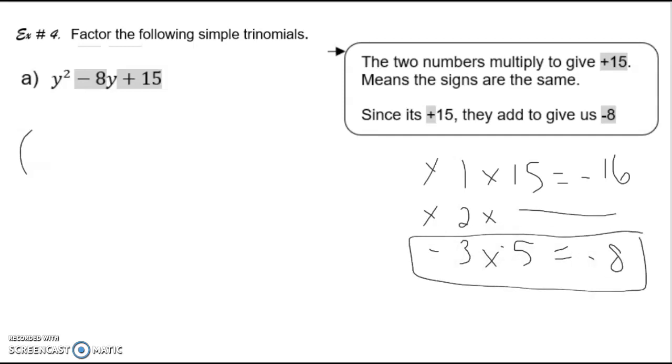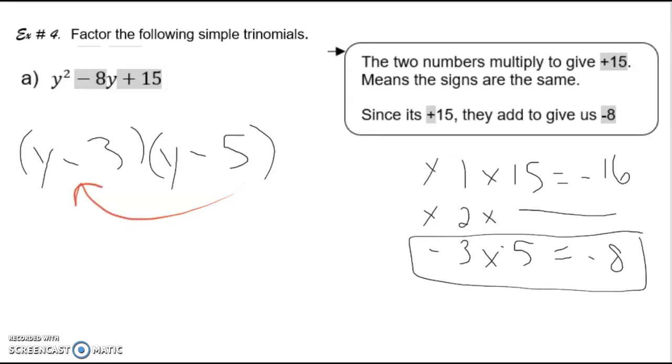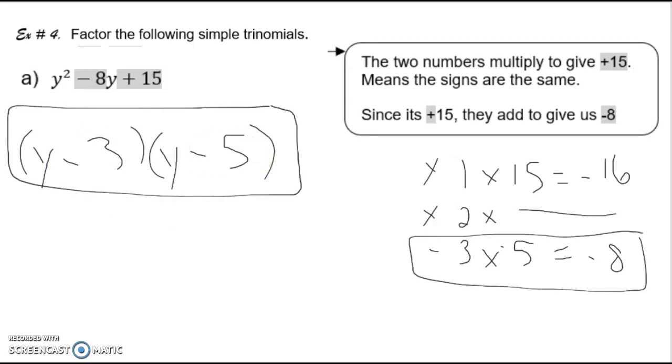So now we open up our double bracket, and we have y in both of them because that's the variable that we were given. Now all we do is we take negative 3 and put it in the first one, and negative 5 goes in the second one. Order doesn't matter there. We could have switched these, but as long as you have a negative 3 and a negative 5, you have the correct answer. Let's go to the next one.